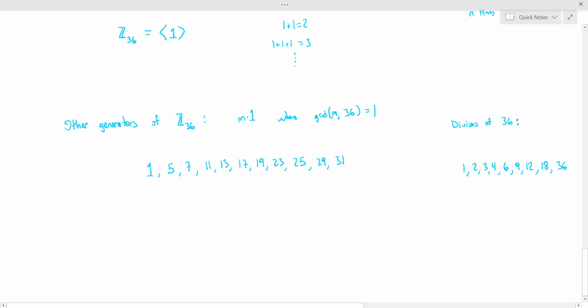29, 31, 35 factors as 5 times 7, so it has no common divisors with 36. Okay, so unless I missed one, those are all the numbers which are relatively prime to 36. So those would be all the generators of Z36.